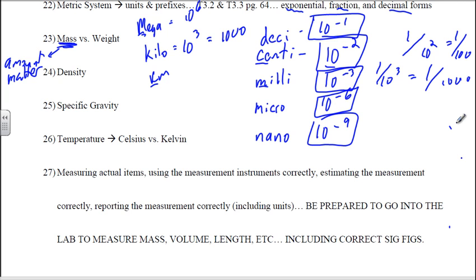Weight does depend on gravity, so it does depend on location. Your weight on Earth is quite a bit more than it is on the moon. So be aware of those. Density.